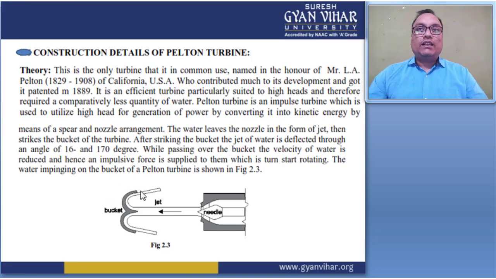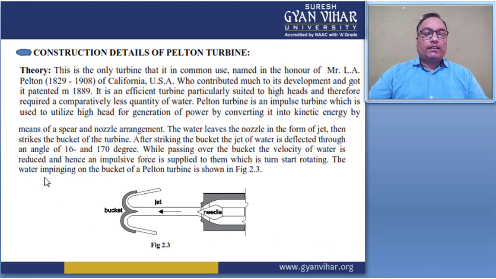So this angle is 165 to 170 degrees, and the water collected in the tail race should not submerge the Pelton wheel turbine in any case. For this operation it generates more power, and two Pelton wheels can be arranged on a single shaft, or two water jets can be directed at the same time to a single Pelton wheel turbine.